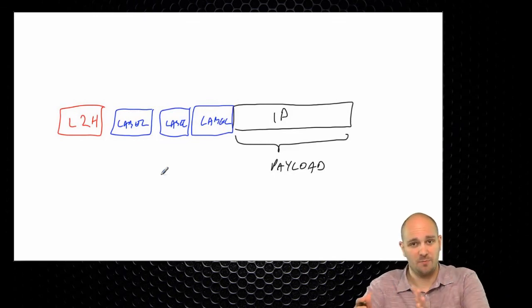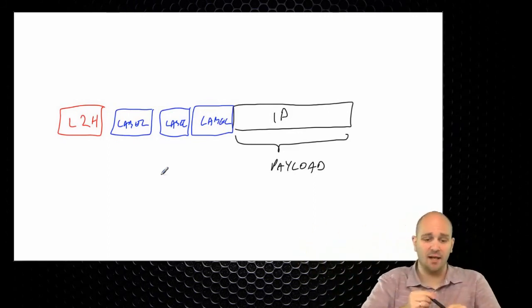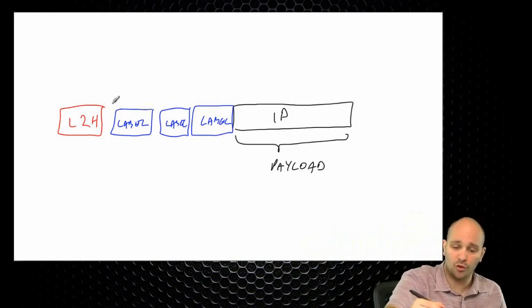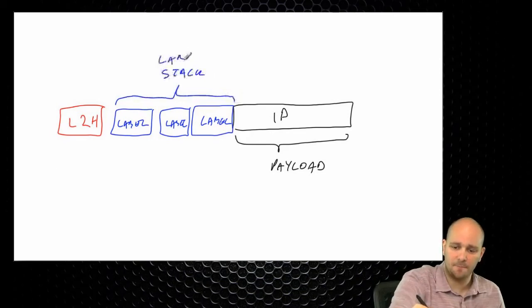But those are very, very special cases. In any case, MPLS supports this, adding the labels on the IP packet or on the payload, and this is why we call this the label stack. So this is the label stack.